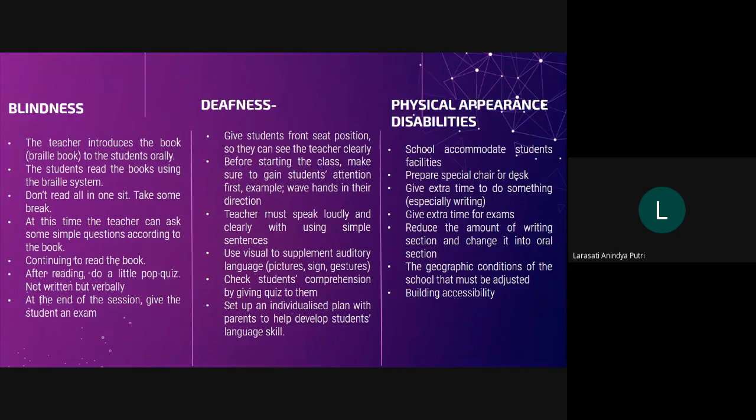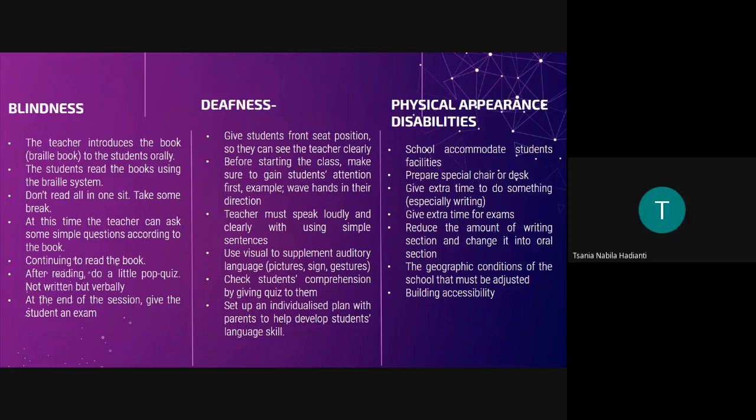The next, the teacher must speak loudly and clearly using simple sentences. It's better for the teacher to avoid using complex words to help students understand easily. The next, use visuals to supplement auditory language, for example, pictures, signs, or gestures. Next, check student comprehension by giving a quiz. The last one, set up an individualized plan with parents to help develop student language skills.